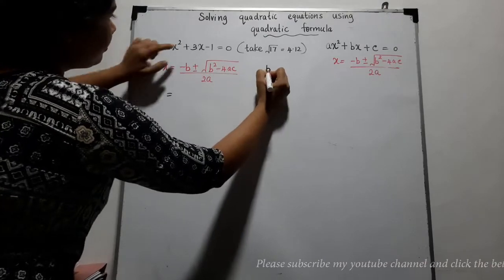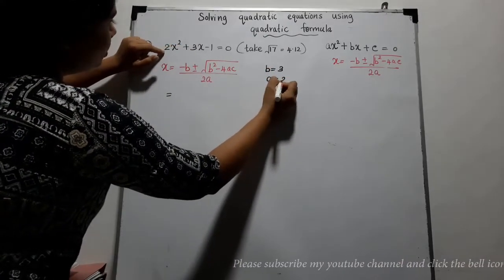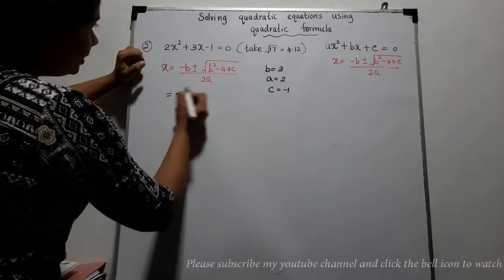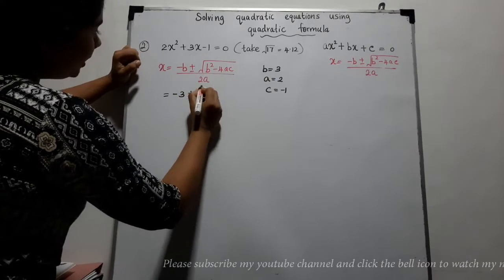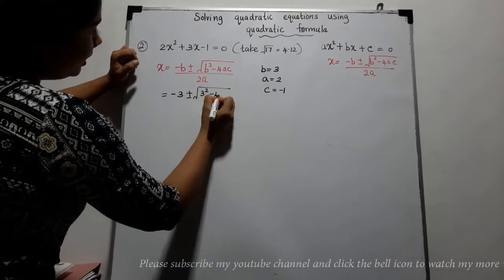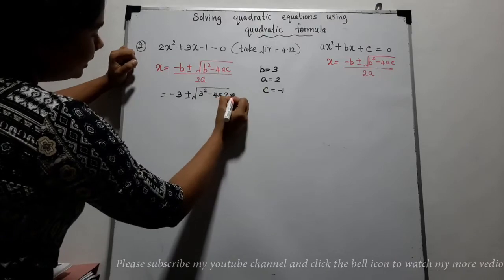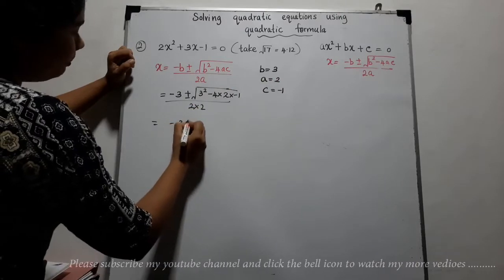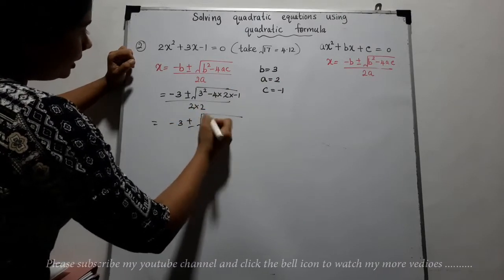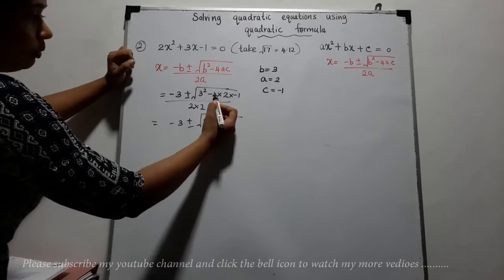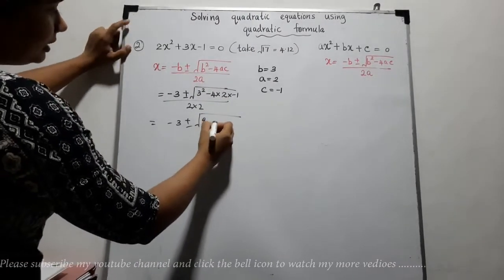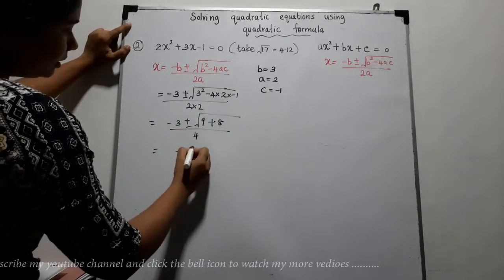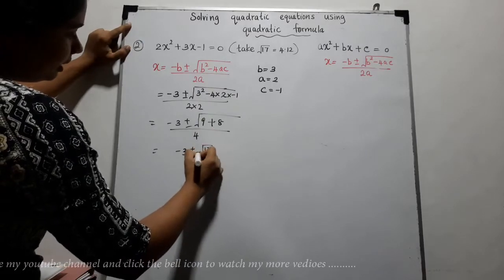Here, what is b? b is 3, a is 2, c is minus 1. Now we have to substitute. Here, minus b is minus 3. Plus or minus root b squared: 3 squared, minus 4 into a which is 2, c which is negative 1, over 2 into a which is 2. Here, negative 3 plus or minus root of 3 squared 9, minus 4 into 2 into minus 1, plus 8, over 2 into 2, 4. Here we obtain minus 3 plus or minus root 17 over 4.